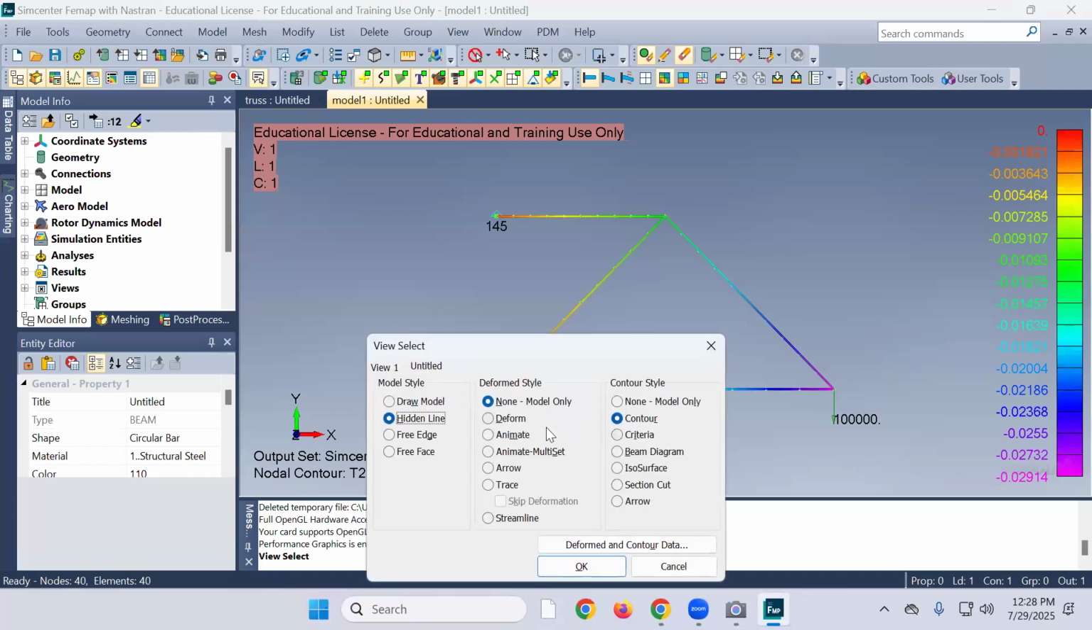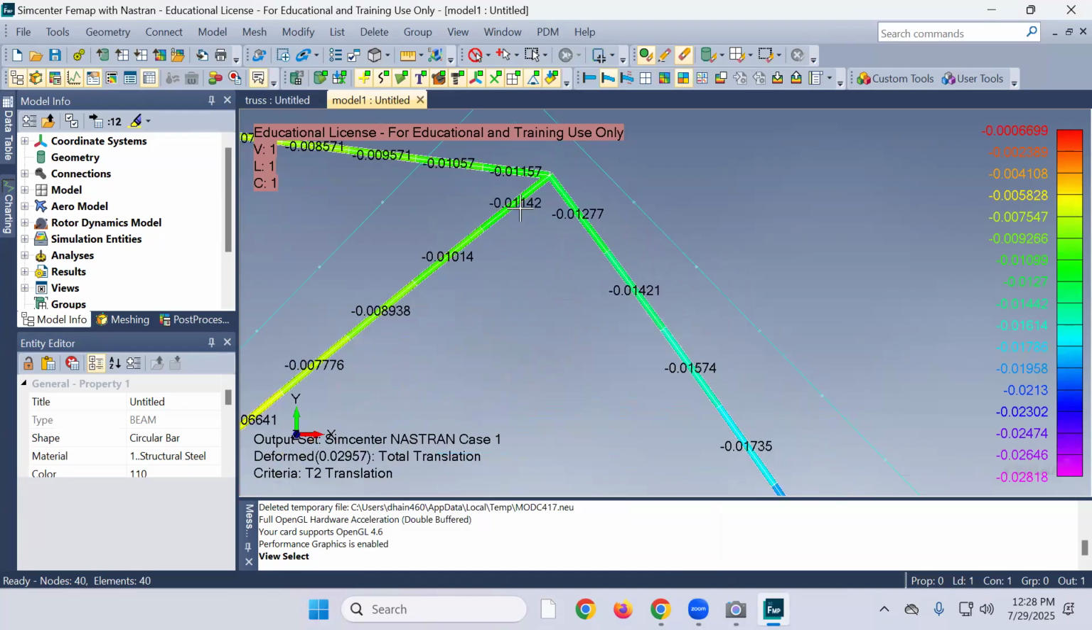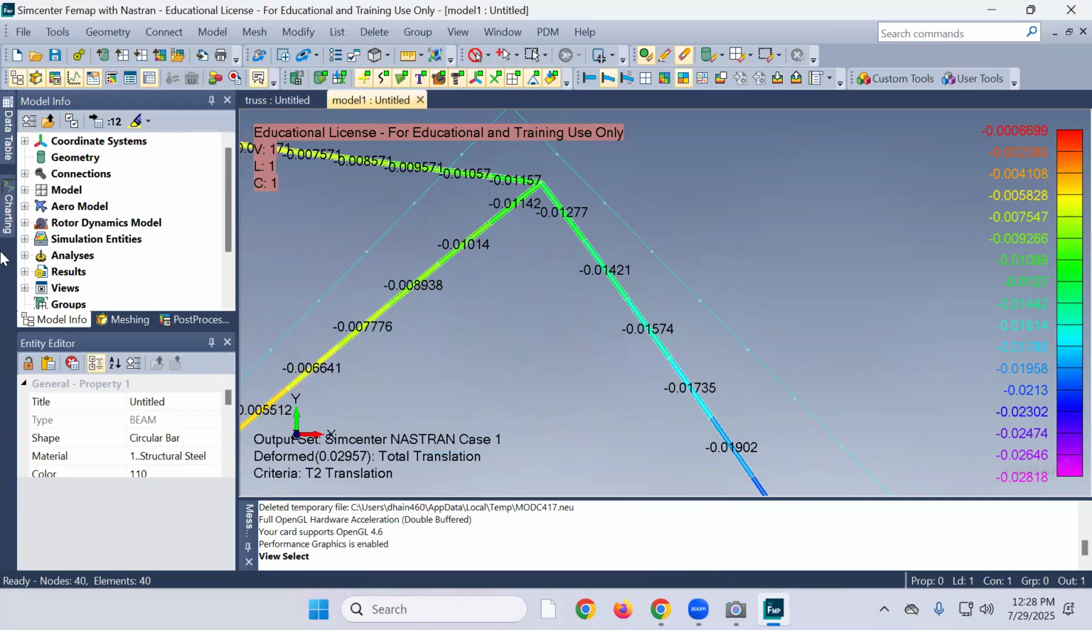F5 deform criteria should be the same. Yeah, it's exactly the same, no? So basically we need to do, did I create a group? No, okay.